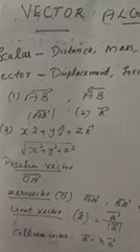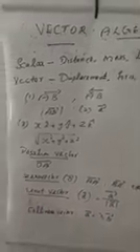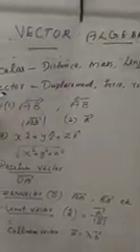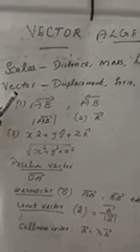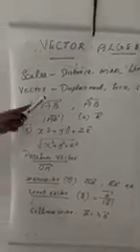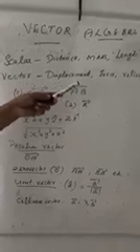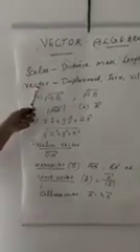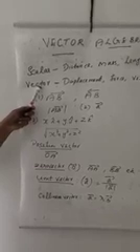Scalar is a quantity having only magnitude. Example, distance, mass, length, etc. But vector is a quantity having both magnitude and direction. Example, displacement, force, velocity, acceleration, etc. Scalar is a quantity having only magnitude, but vector is a quantity having both magnitude and direction. Then next we will discuss the notation.